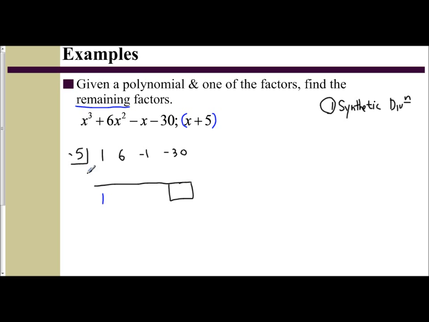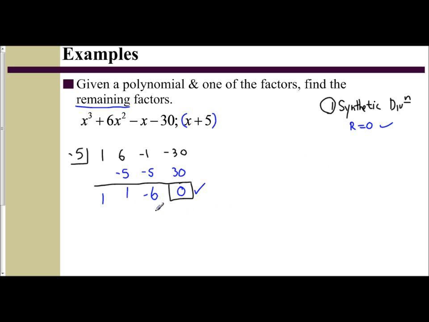Drop down the first term. 1 times negative 5 is negative 5. Add vertically. 6 and negative 5 is 1. Negative 5 times 1 is negative 5. Add vertically, you get negative 6. Negative 5 times negative 6 is positive 30. And negative 30 plus 30 is 0. So I am correct. There's nothing wrong with my synthetic division because I'm told x plus 5 is a factor, which means that my remainder should equal 0, and it does.